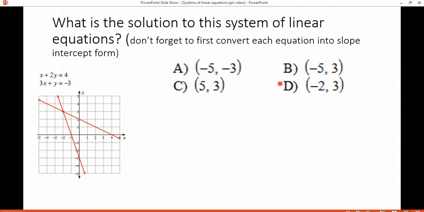The correct answer to this problem is D, -2, 3. When we graph our equations, they're going to look like this. Don't forget, we have to first convert each equation into slope-intercept form. So we should add -x to both sides here, divide everything by 2, and get y equals 2 plus -1/2 x. This one, we should add -3x to both sides and get y equals -3 plus -3x, and that would be this equation right here. When we graph them, they intersect at -2, 3. -2, 3 is the solution that satisfies both of these equations.